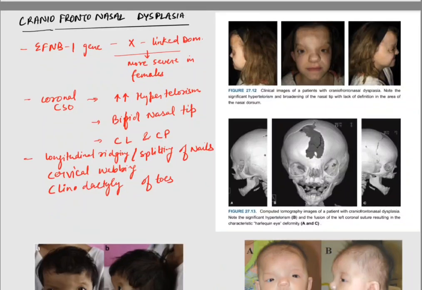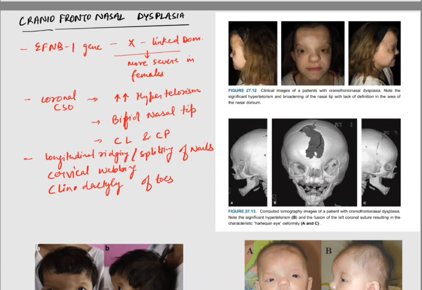Now coming to craniofrontonasal dysplasia. In craniofrontonasal dysplasia, there is EFNB1 gene mutation. It is an X-linked dominant condition. Therefore, the condition is more severe in females. There is coronal craniosynostosis. Therefore, there is hypertelorism.